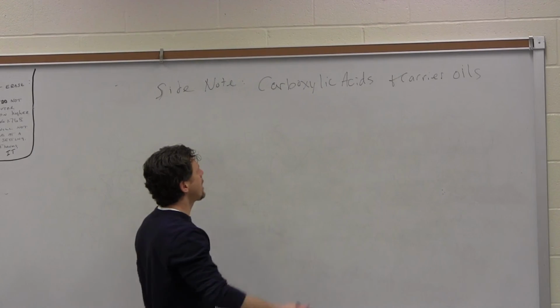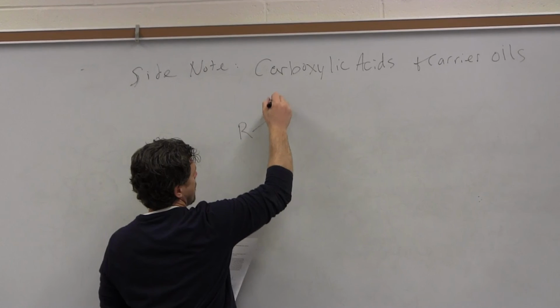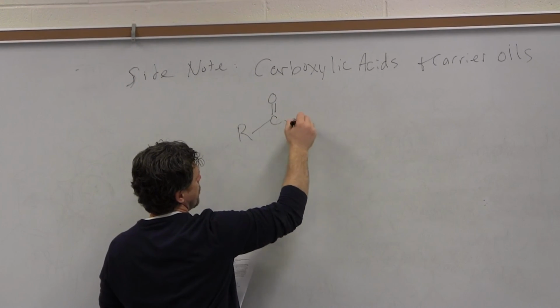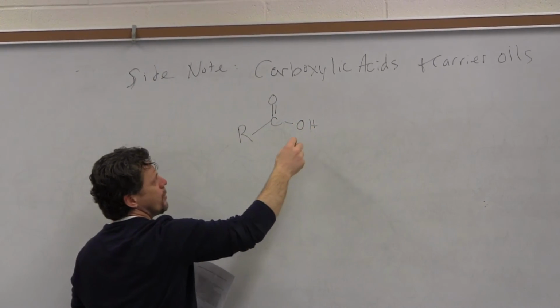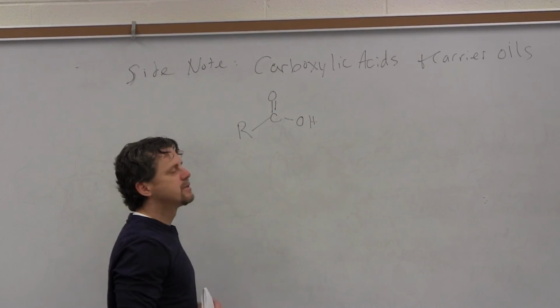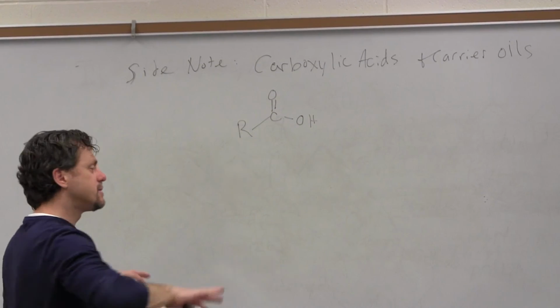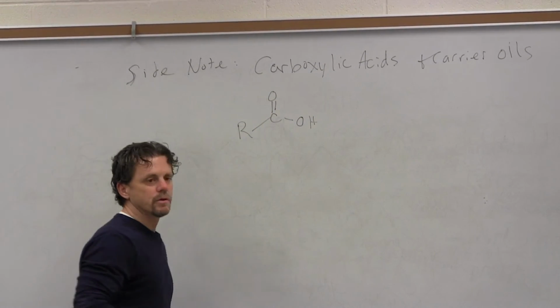Now, a carboxylic acid, if you remember from organic chemistry, is defined by R, C double bond O with an OH. So we have an alcohol group directly attached to a carbonyl. That defines a carboxylic acid. Again, not significant at all in essential oils.